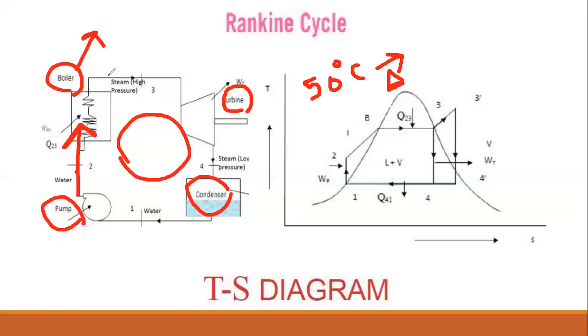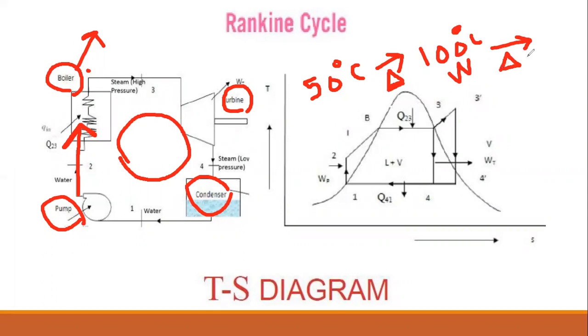We are now discussing the boiler, the 2 to 3 process. Suppose inside the boiler the temperature of the water is 50 degrees Celsius. We give heat, so the temperature will increase. Suppose it becomes 100 degrees Celsius, my student. At 100 degrees Celsius, this is water. If I give more heat, slowly it will try to become steam.